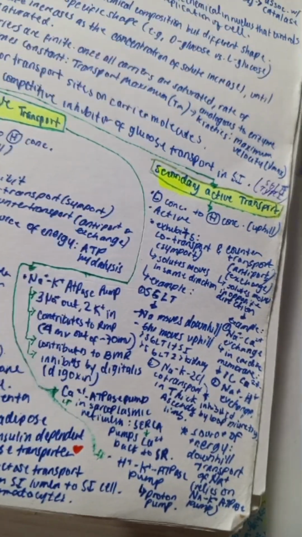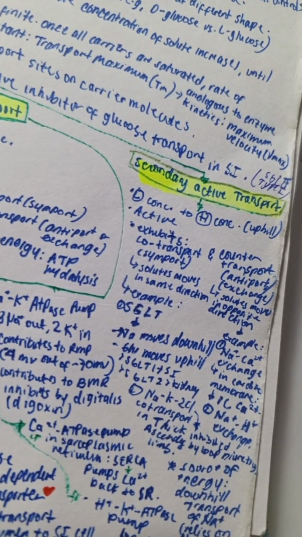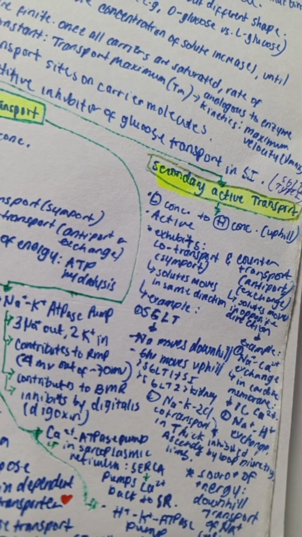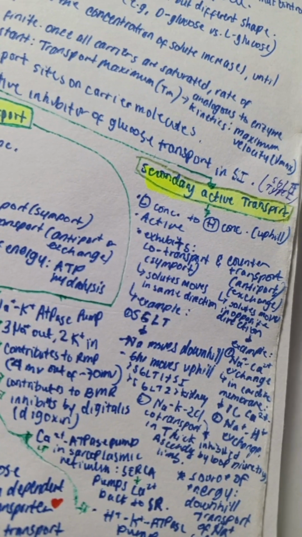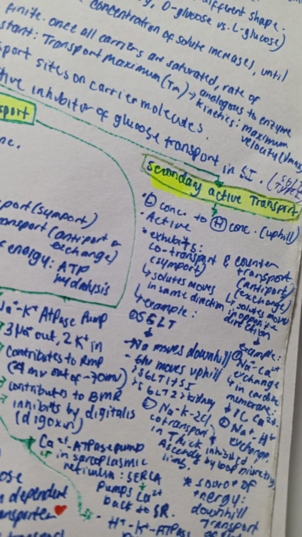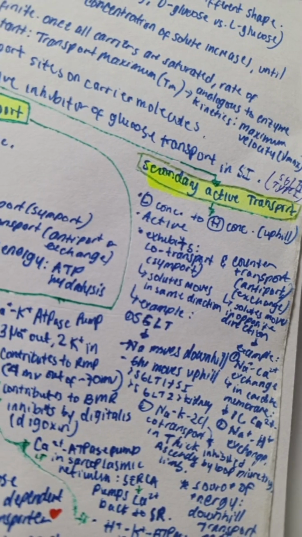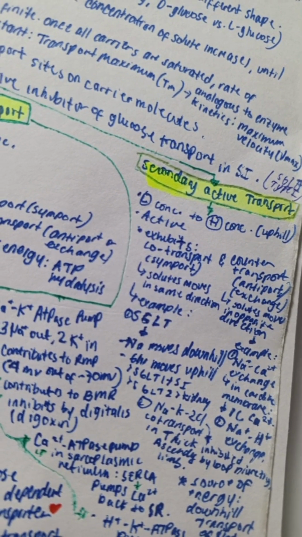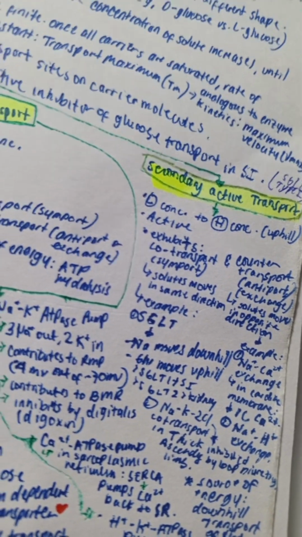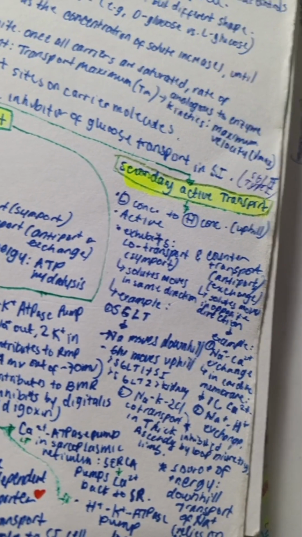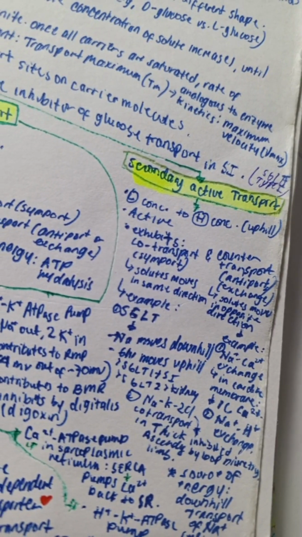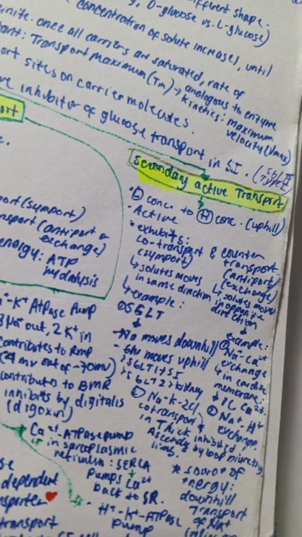Now let's go to secondary active transport. This moves substances from low concentration to high concentration, also an uphill transport. It is also active and exhibits co-transport and counter-transport, same as primary transport. The co-transport, or symport, moves the solutes in the same direction, and the counter-transport, or antiport exchange, moves the solutes in opposite directions.